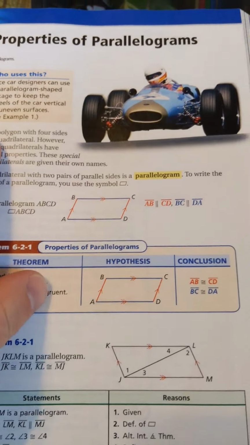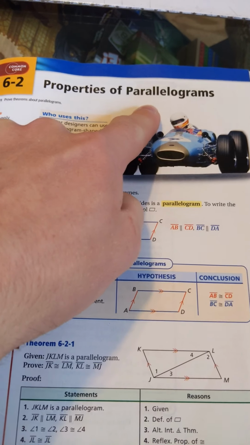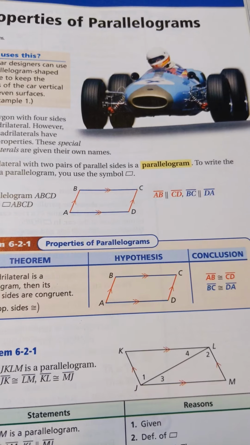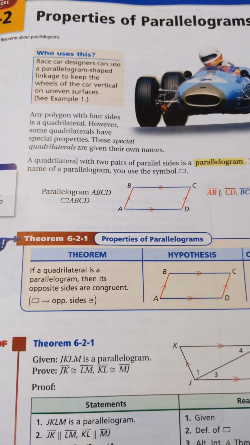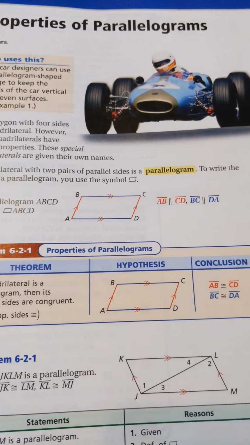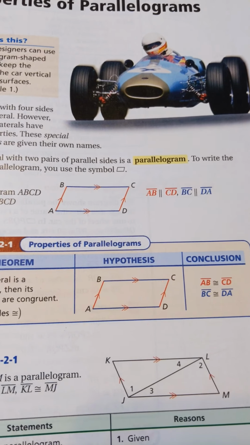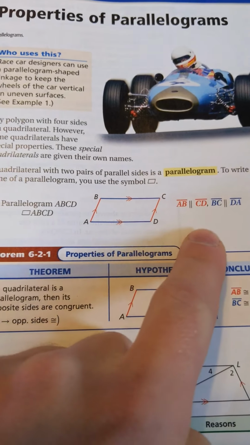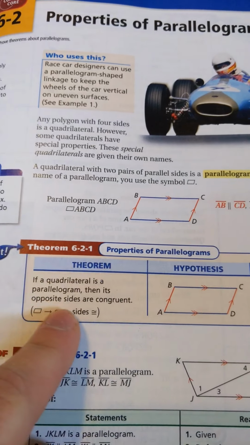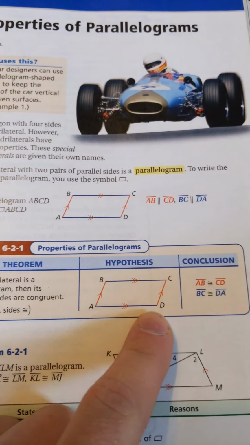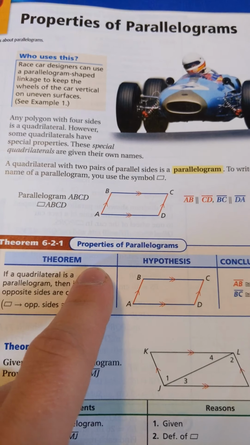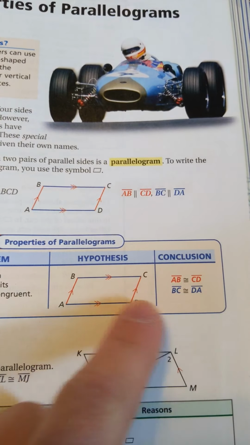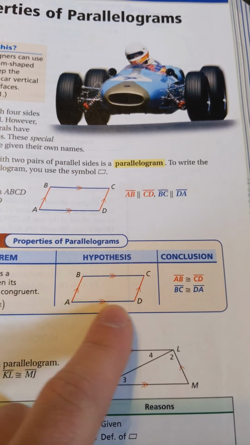We understand that parallelograms have the word parallel in them, so that means we have parallel sides, and this is identified right there at the very beginning. A quadrilateral with two pairs of parallel sides is a parallelogram. So we have opposite sides being parallel. In addition to opposite sides being parallel, opposite sides are also congruent. Opposite sides are also the same length.